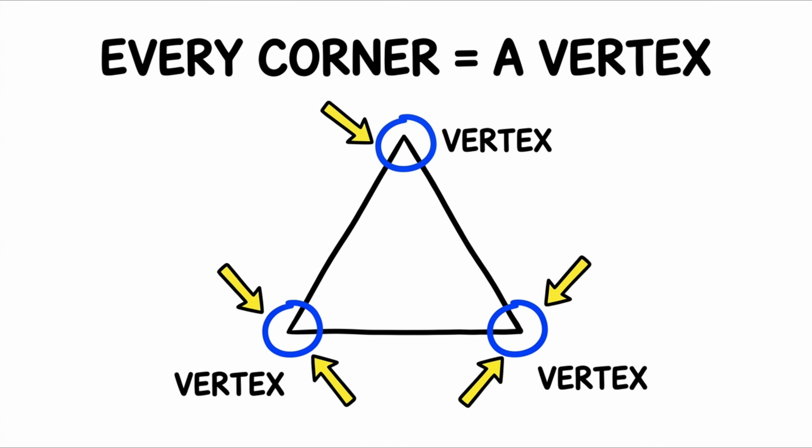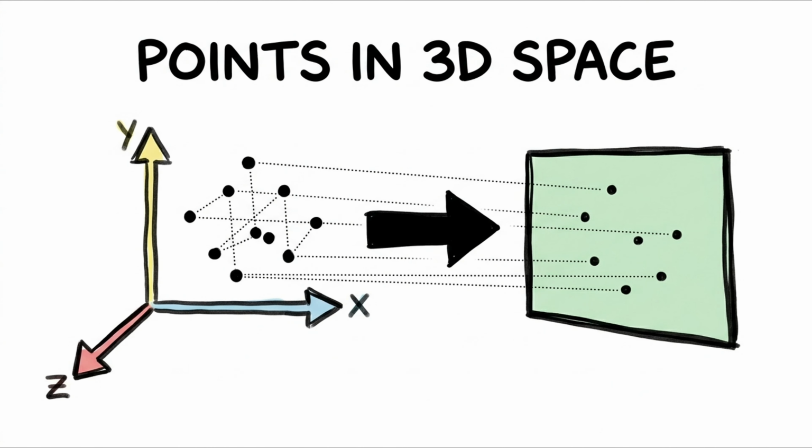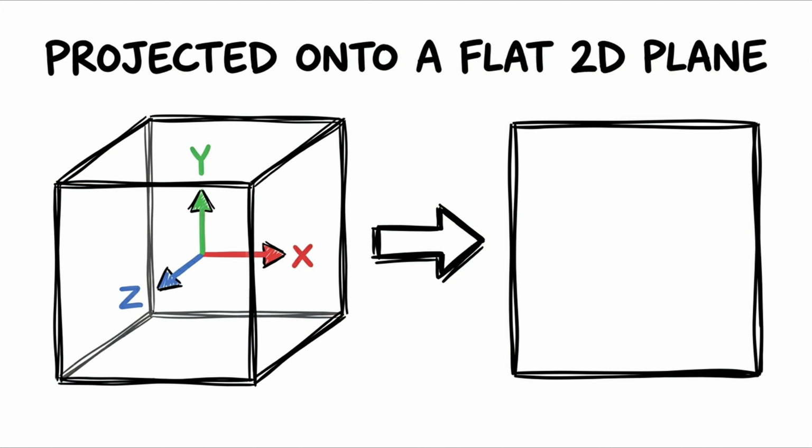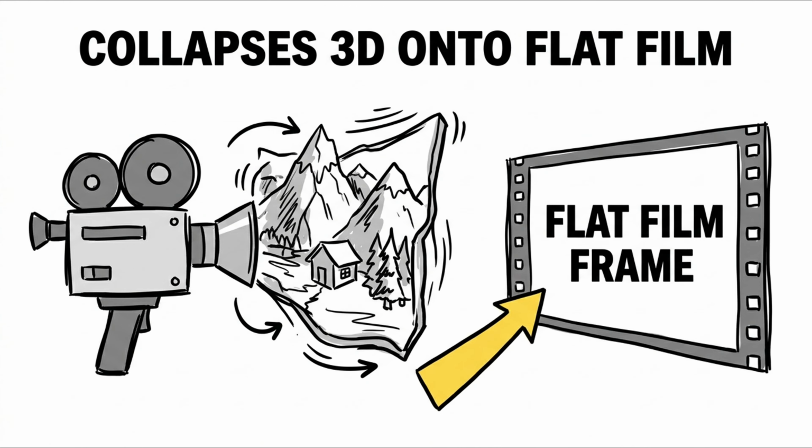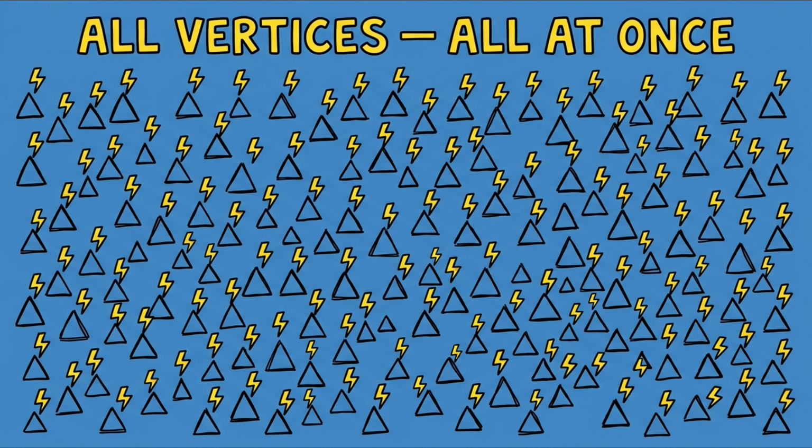In the vertex stage, your GPU takes each of those points in 3D space and projects them onto a flat 2D plane. It is performing the same calculation a camera does when it collapses a three-dimensional world onto a flat film frame. This stage runs in parallel across every vertex in the entire scene at once.